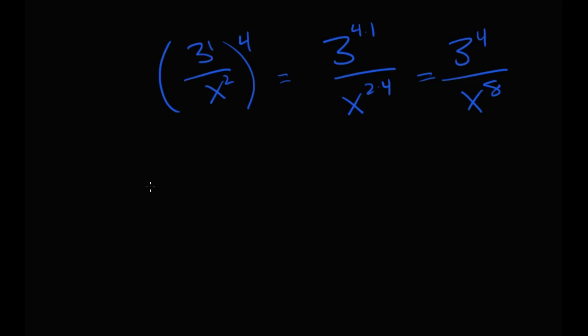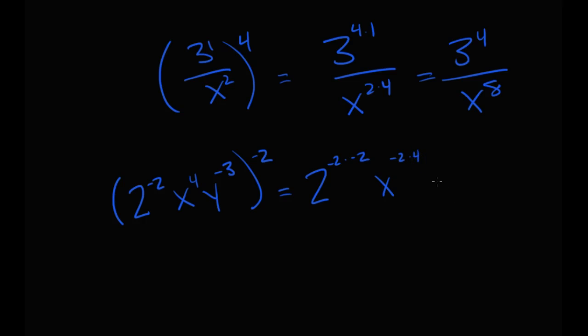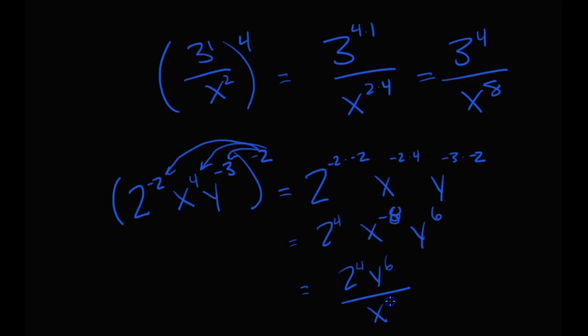This can even happen when we deal with negative powers. So for example, if we do something like 2 to the negative 2, x to the 4th, y to the negative 3, and we raise it to the negative 2 power, we can do negative 2 times negative 2, we can do negative 2 times 4, we can do negative 3 times negative 2, right? Every power inside here is being multiplied by negative 2. So we end up with 2 to the 4th power, x to the negative 8 power, y to the 6th. And then because this is a negative power, we will move it to the denominator.